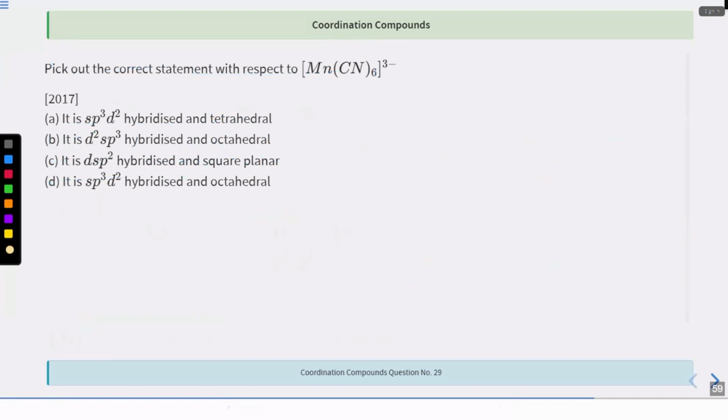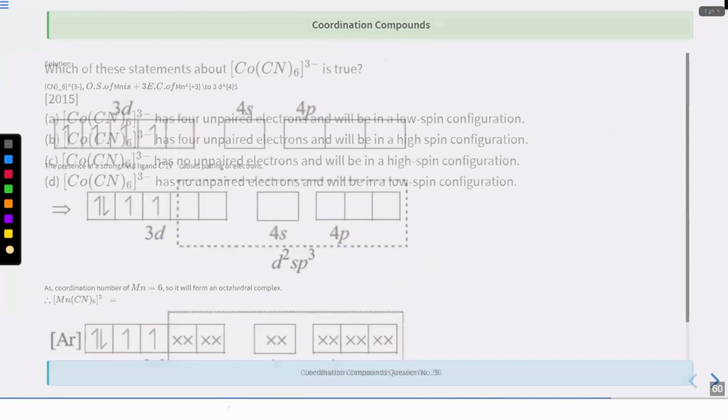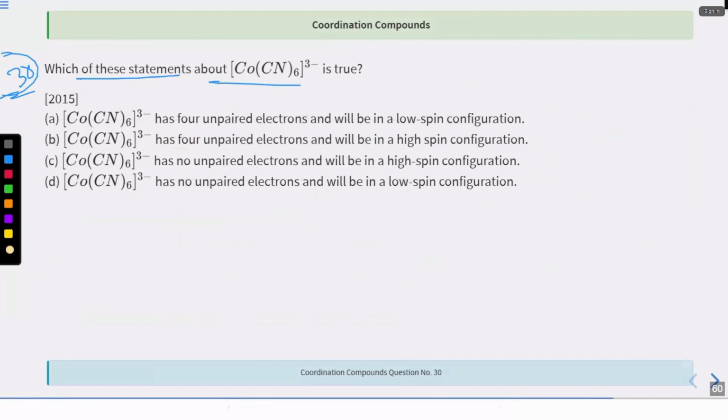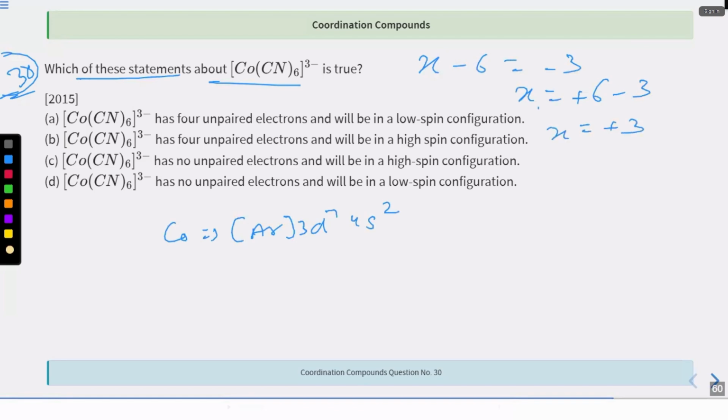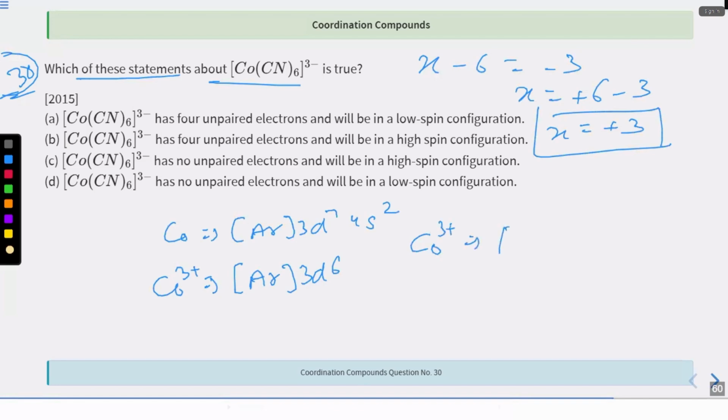So moving ahead with question number 30. Which of these statements about Co(CN)6 3 minus is true? Again, you need to firstly draw the d shell diagram. Cobalt is argon 3d7, 4s2. So again, calculate its oxidation state. It will be x minus 6 equals minus 3, so x would be plus 6 minus 3, that is plus 3. So cobalt 3 plus would be argon 3d6, represented like this.